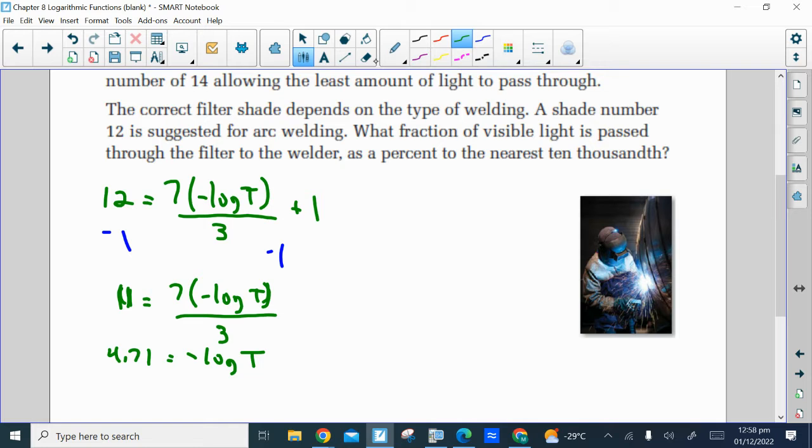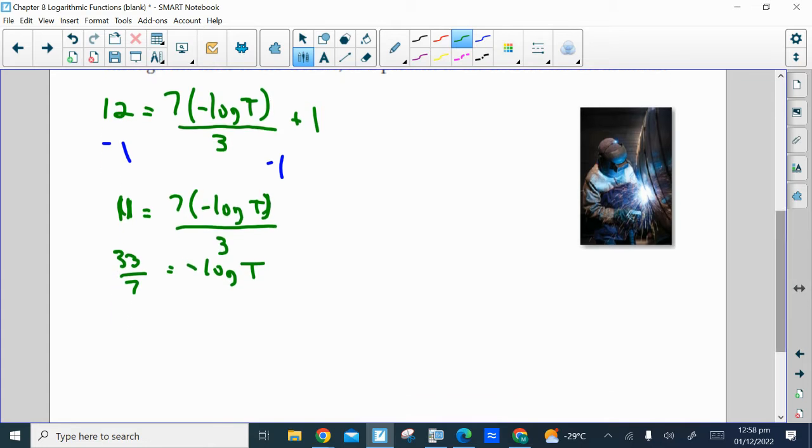And you know what? Maybe let's do it this way. Let's write it as a fraction in lowest terms. So I took the 11, I multiplied by 3 to get 33, and then divide by 7. So it'll be 33 over 7. That's better. We'll divide both sides by negative 1. And now we can solve for T.